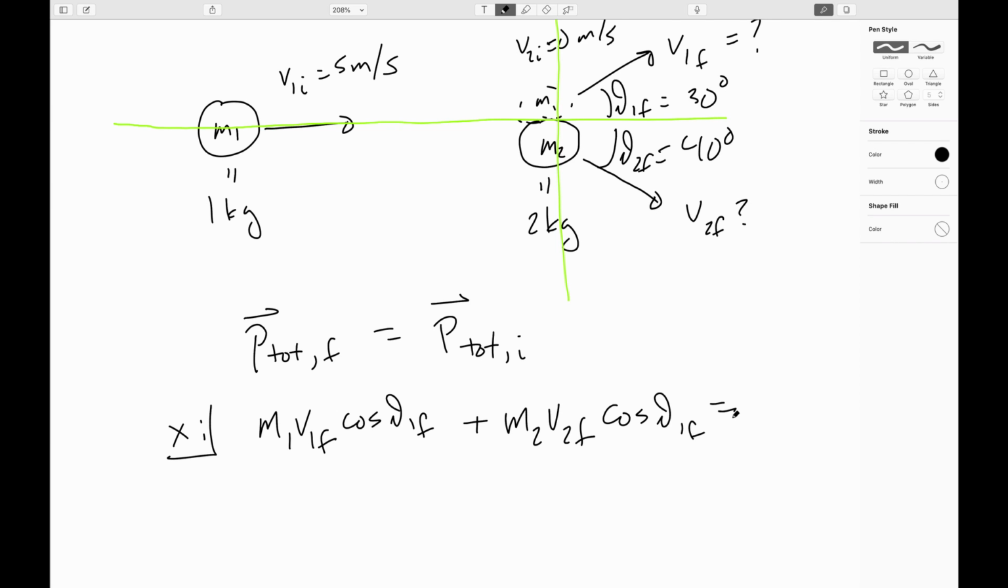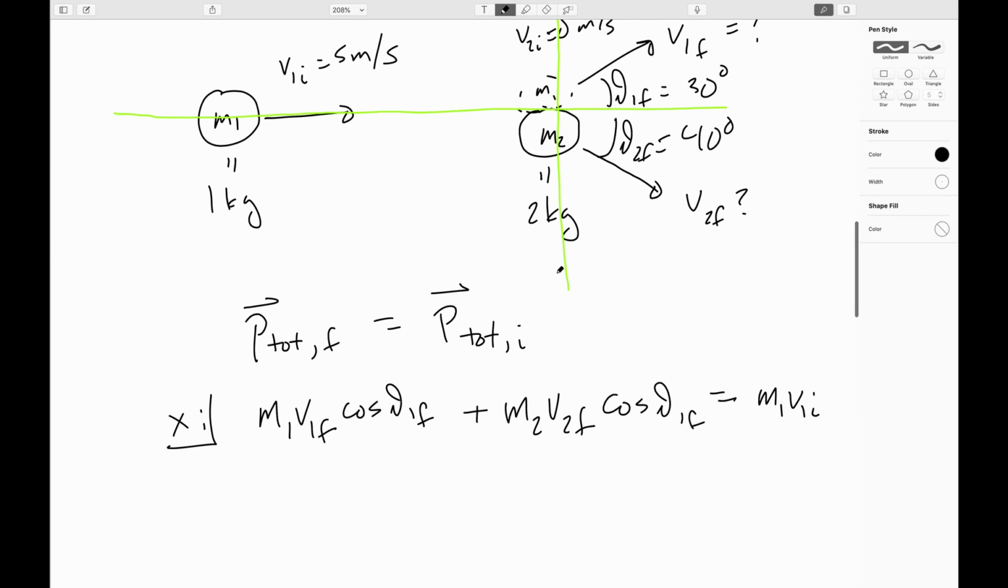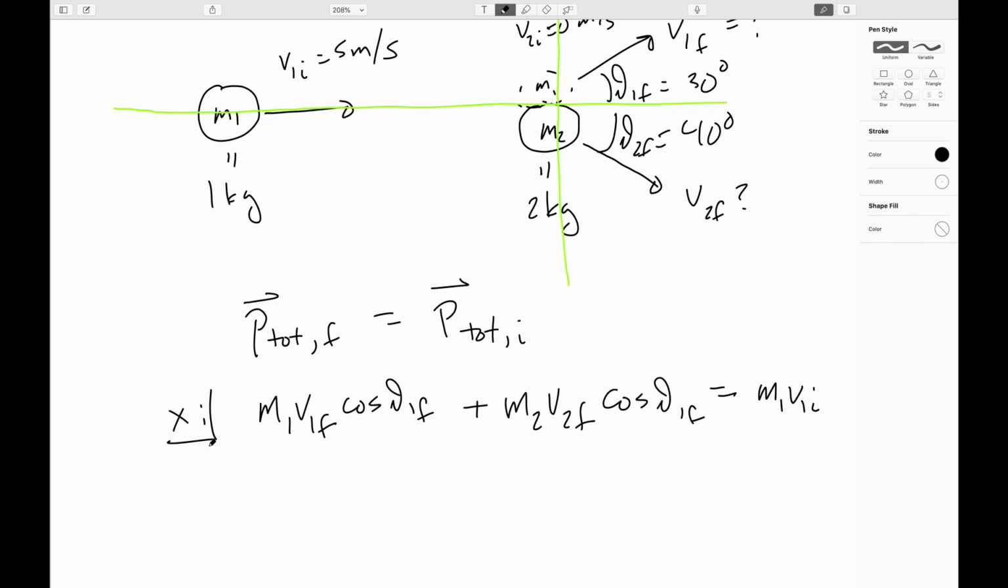Now, initially, all we have is m1 v1 initial. We don't have to take any components because it's directed entirely along the x-axis. M2 was not moving initially, so it does not contribute to the total momentum. So in a situation like this, when you're striking a stationary object, almost always you want to rig it up so that your x-axis is aligned in the initial direction of motion. We'll see that this makes the y equation much more straightforward to handle.